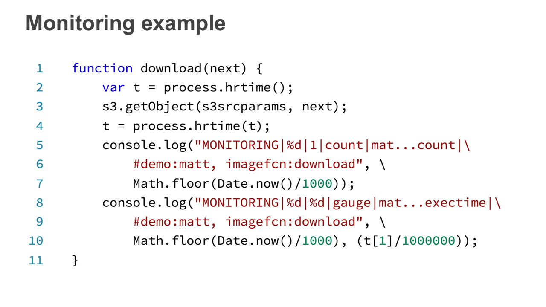And I'm assigning it some tags. One of the tags is demo mat. Everything I do, I assign a tag of demo mat, so that I can see all of my metrics in one place. Then I also assigned it a tag of image function download. In the other functions, I have image function process and image function convert. That way I can create a stacked bar chart that shows my download took this much time, my processing took that much time, the conversion took that much time, and the upload took that much time. So I can see what the bottlenecks in my flow are.